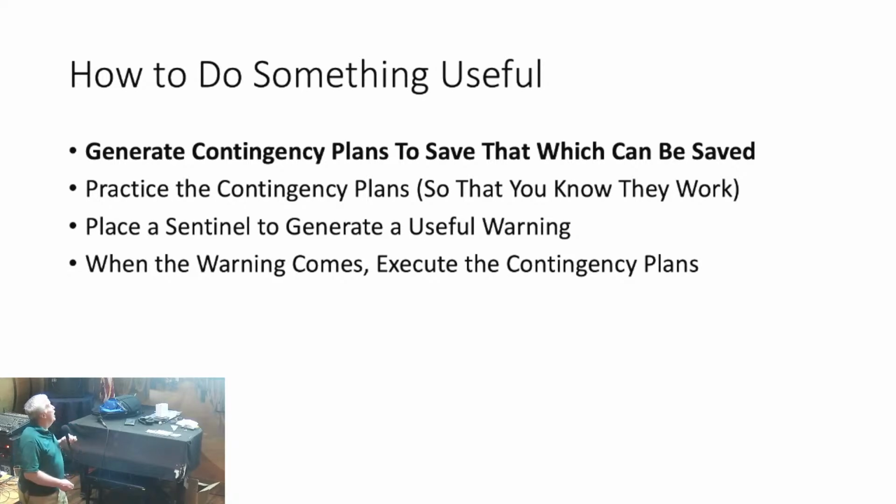We could practice the contingency plans so that we know that they work and we know how to put them into place quickly. We could place what we call a sentinel, which is a spacecraft with the right instruments on it, in the right place in the solar system so we get an early warning so that when the warning comes, we can execute the contingency plans and preserve all the stuff that we can preserve so what I've kind of alluded to doesn't happen. So the rest of the talk is that.